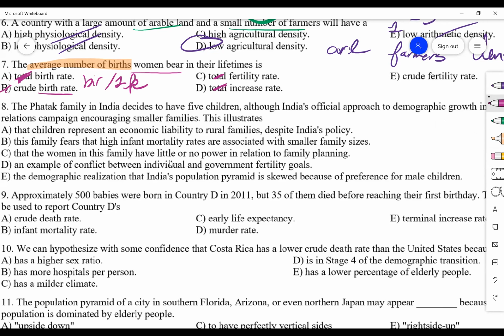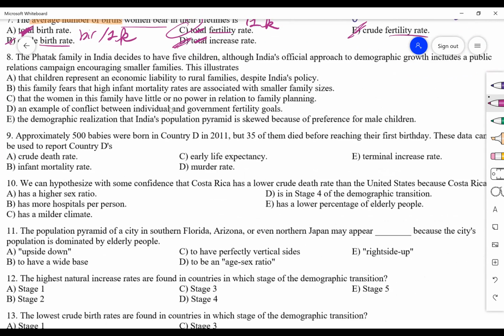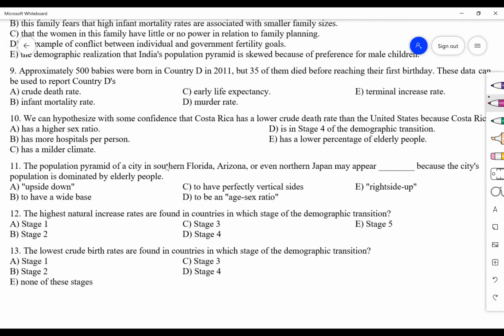Total increase rate. That's not about births. That's about increasing population. Out. So now we're left with fertility. So did this question ever say per 1,000? I mean, if you guys can see it, props to you because I can't. So I'm going to go with total fertility rate, which is correct. Okay, so these next questions are about population dynamics, which I'm not going to talk about today.